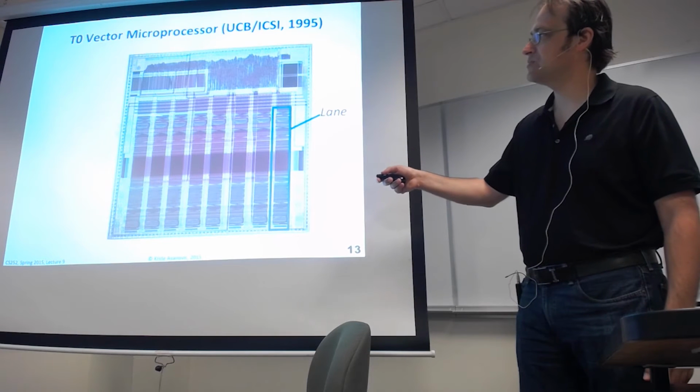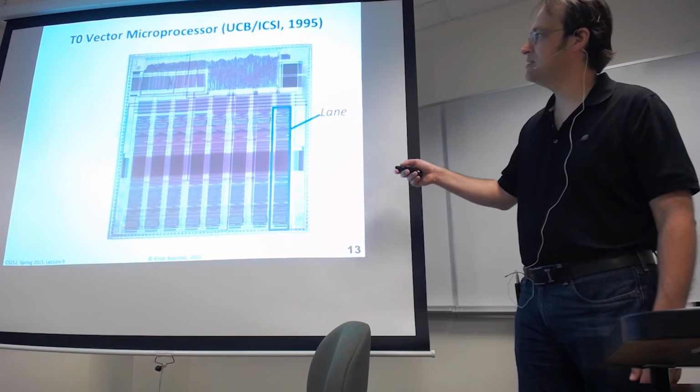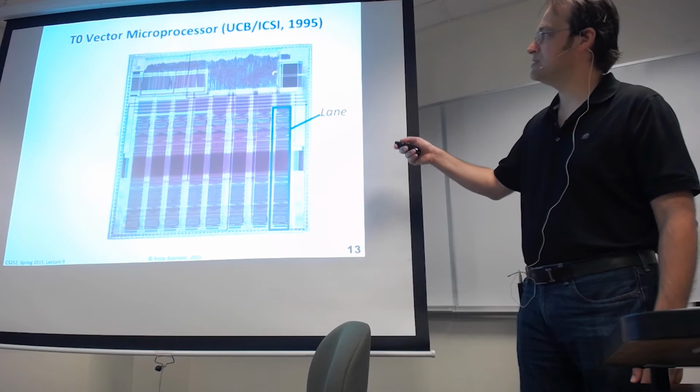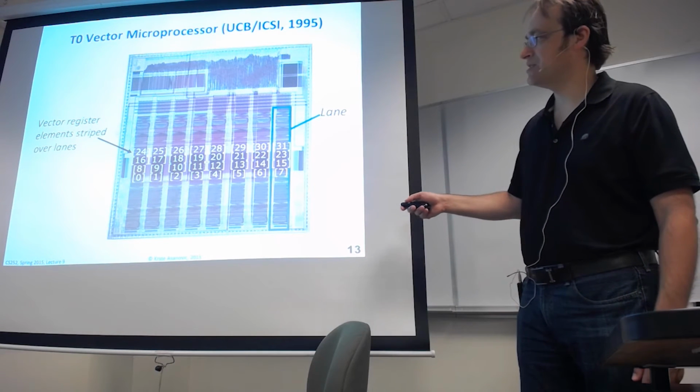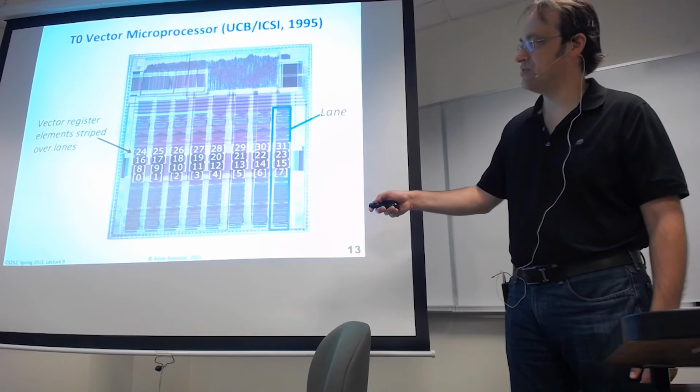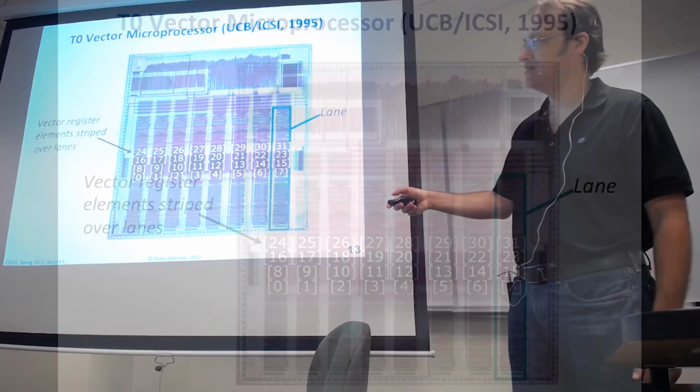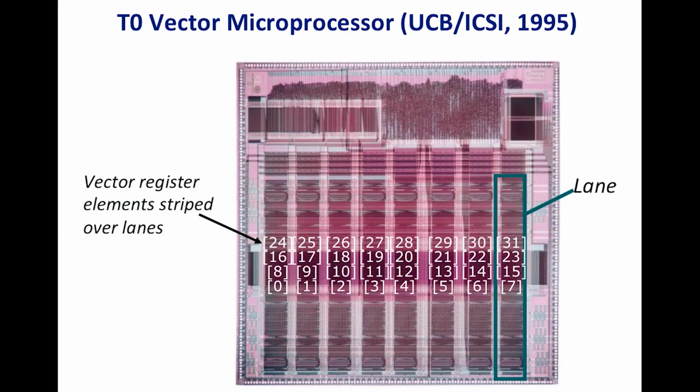This is actually the crossbar that connects the lanes to the memory system. Here's the scalar processor, here's the instruction cache, the control logic. And this is the way the vector registers are striped across. So all element zeros live here, 1, 2, 3, 4, 5, 6, 7, and so on, right? So you can see it's a very clean, simple layout in this design.